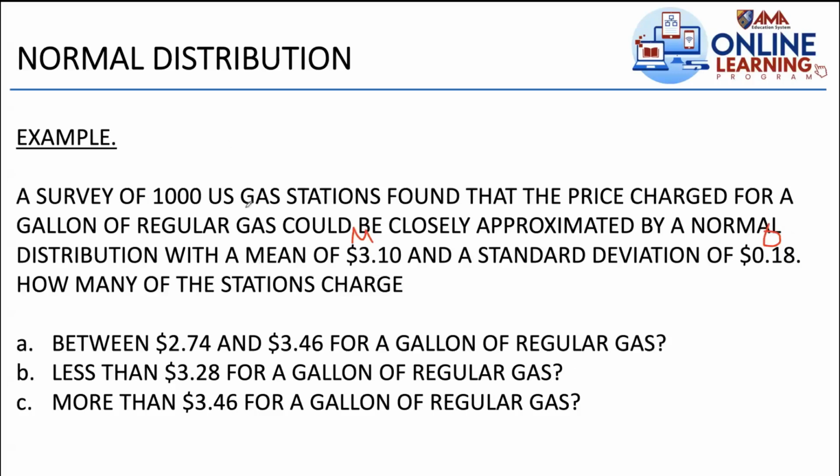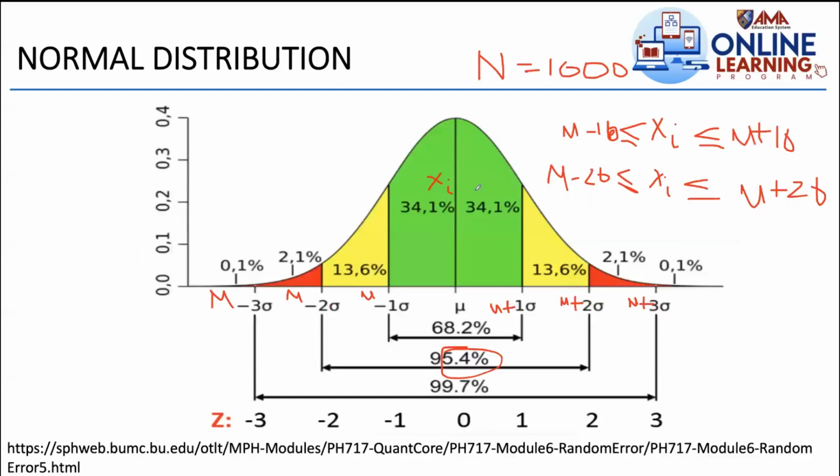So how many of the stations, out of the 1,000, charge between this for a gallon of regular gas, or less than this, or more than this? So how do you get the answer? That's where we will use the property of normal distribution. So let me go back to that and concretize. Instead of using the mu and the sigma, let's put the values mentioned in the problem. So let me erase this, but I will use the eraser, class, not the pen. And we will use specific values.